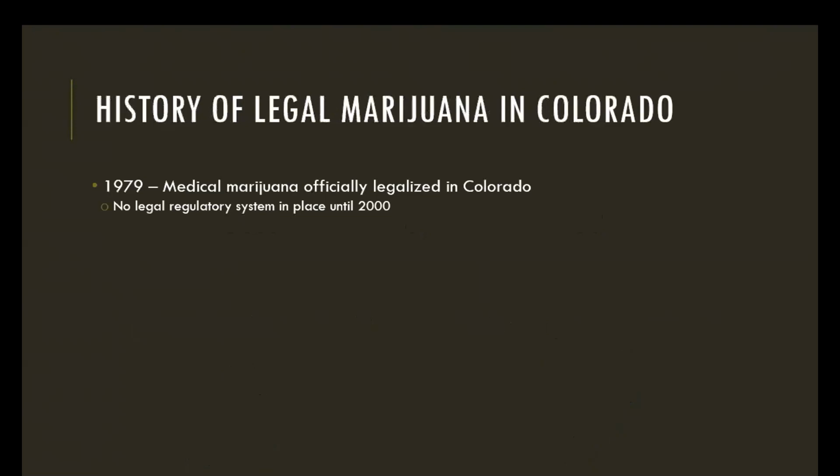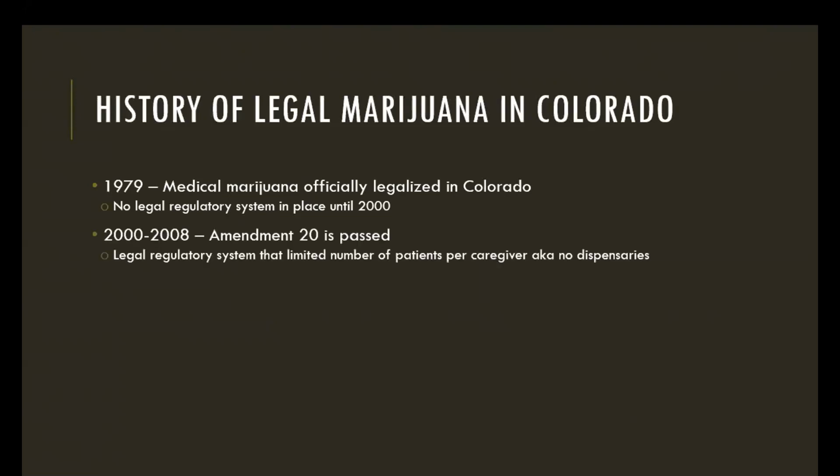Although medical marijuana has been legalized in the state since 1979, there was no actual legal regulatory system in place until the year 2000 when Amendment 20 was passed. This limited caregivers to up to 5 patients. The year 2000 is the beginning of the first of 3 key modern eras for marijuana legalization in Colorado.